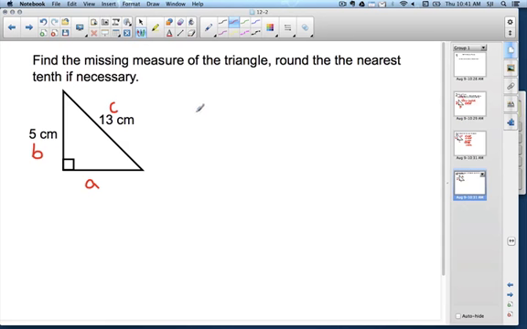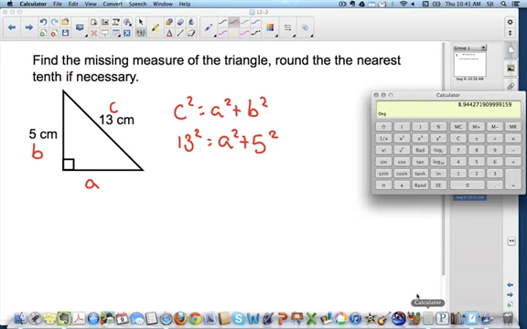So remember, we're going to start by writing the formula down first. C squared equals A squared plus B squared. And now we're going to substitute the information from the picture into the equation. So for C squared, we know that C is equal to 13, so 13 squared is equal to A squared plus, and from the picture we know that B is 5 squared.